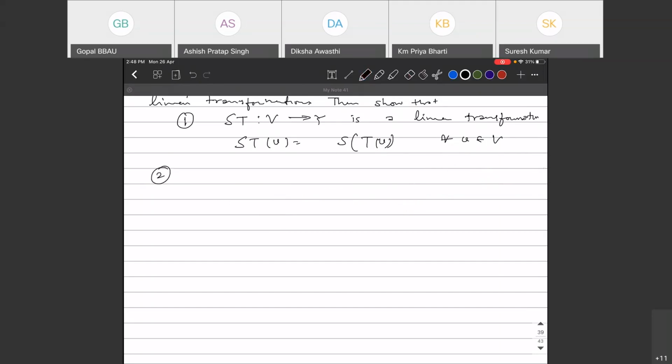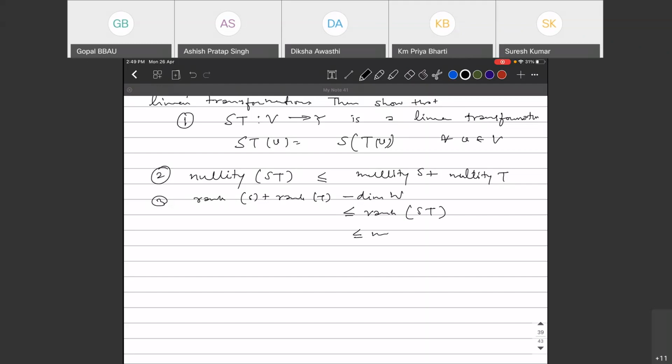Next thing, prove that the nullity of ST is less than or equal to the nullity of S plus the nullity of T. Third thing, the rank of ST is less than or equal to the minimum of rank of S and rank of T. These three things you have to show.